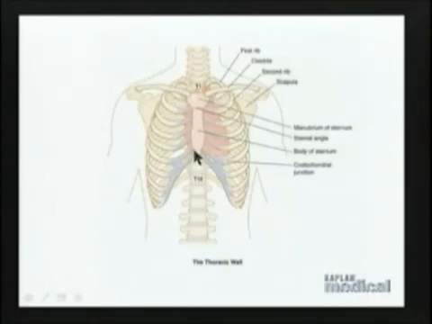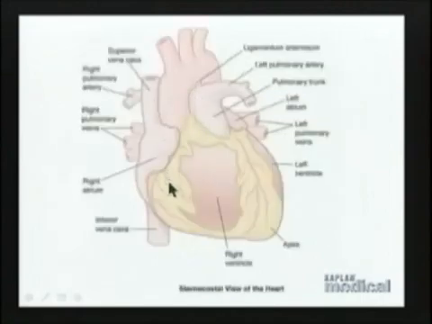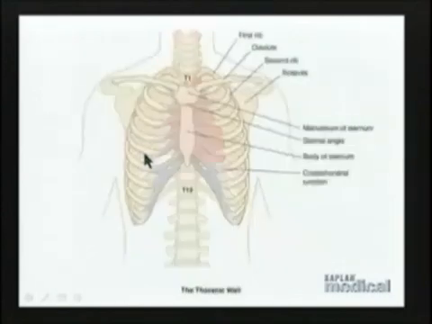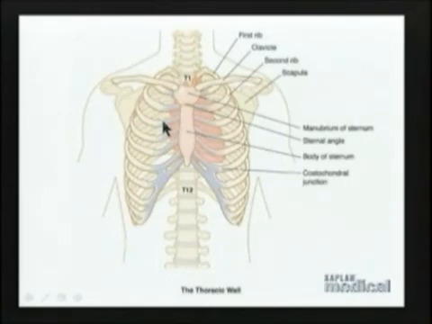So what we're going to do is superimpose on this image the outline of the heart. So we'll take this picture of the heart as it exists in the chest and superimpose it on the chest wall and create the outline of the heart. So the way we will do that is to identify the points that would represent the four corners of the heart, and then we can connect those 4 points with lines and thereby create the outline of the heart.